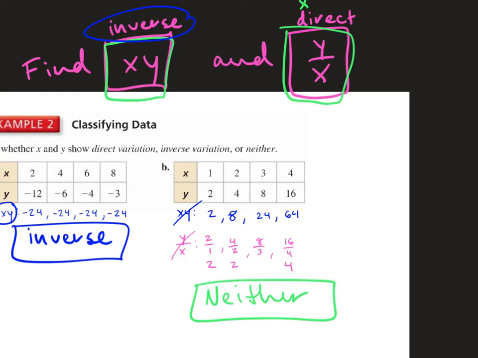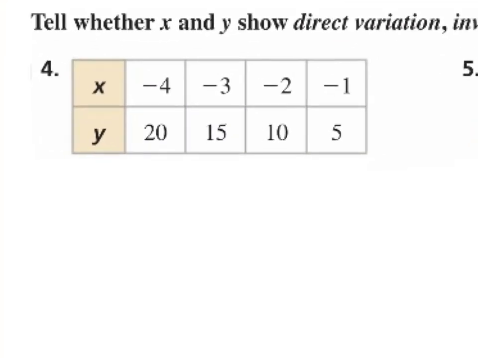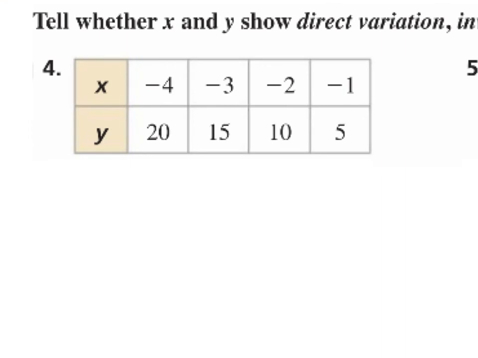Any questions here? All right, 2 more examples. First, we want to check y times x times y. What is 20 times negative 4? Negative 80. What's negative 3 times 15?